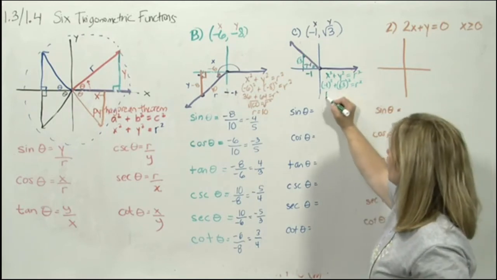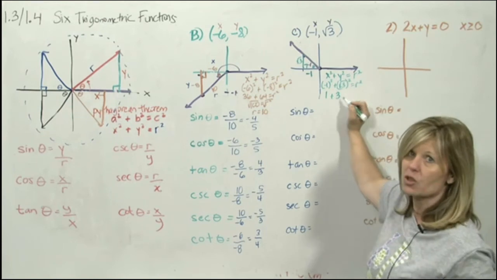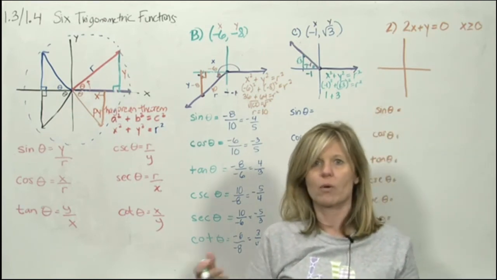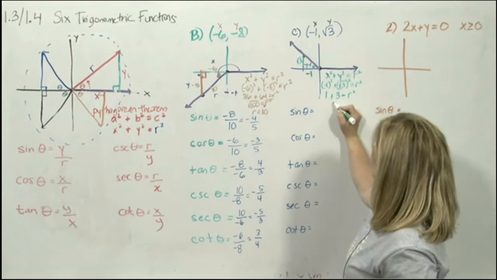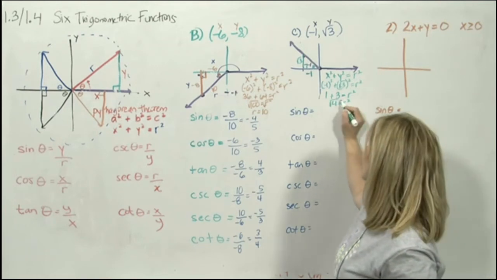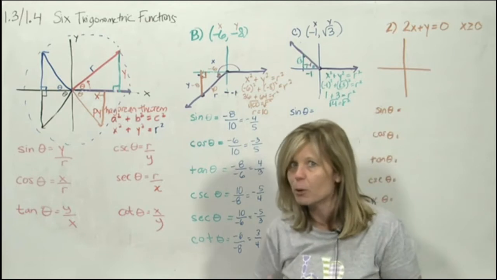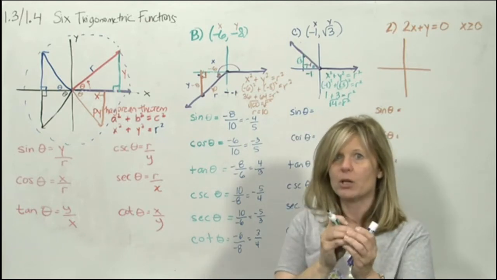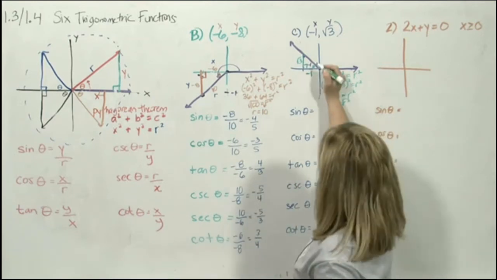-1 squared is 1. Square root of 3 squared is just 3, because the square root of 3 times the square root of 3 is square root of 9, which is just 3. 1 plus 3 is 4. And to get rid of the square, we do the square root. And what is the square root of 4, everybody? 2. Technically, it's both positive and -2, but because we're talking about the length of the radius, it's a distance. Distance has got to be positive.